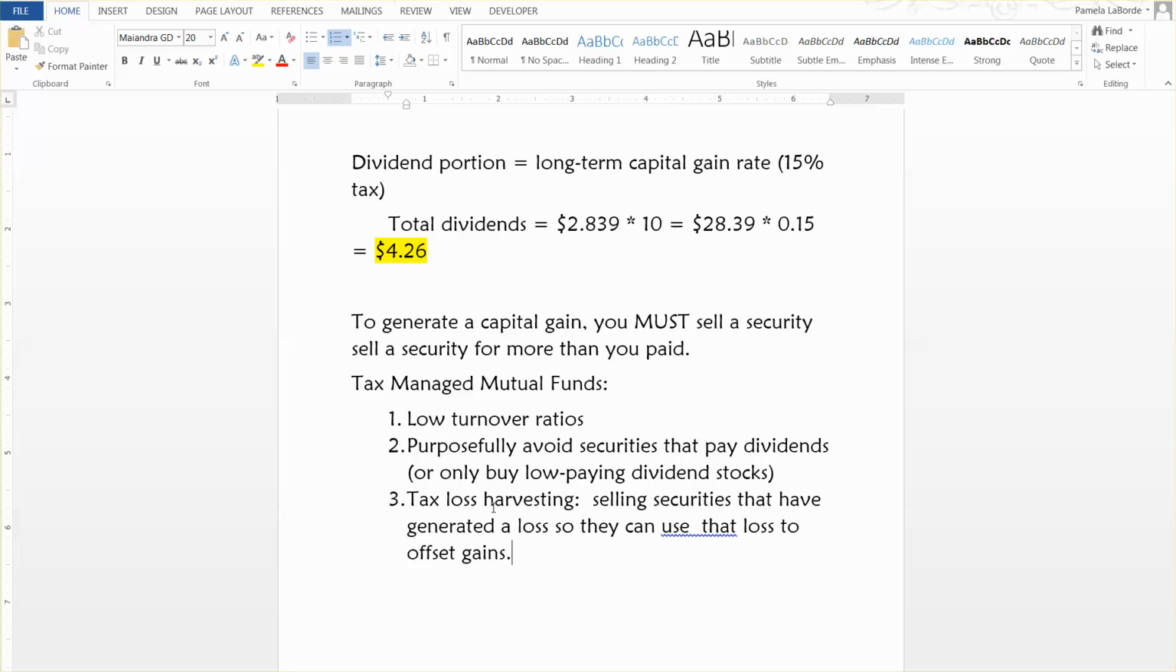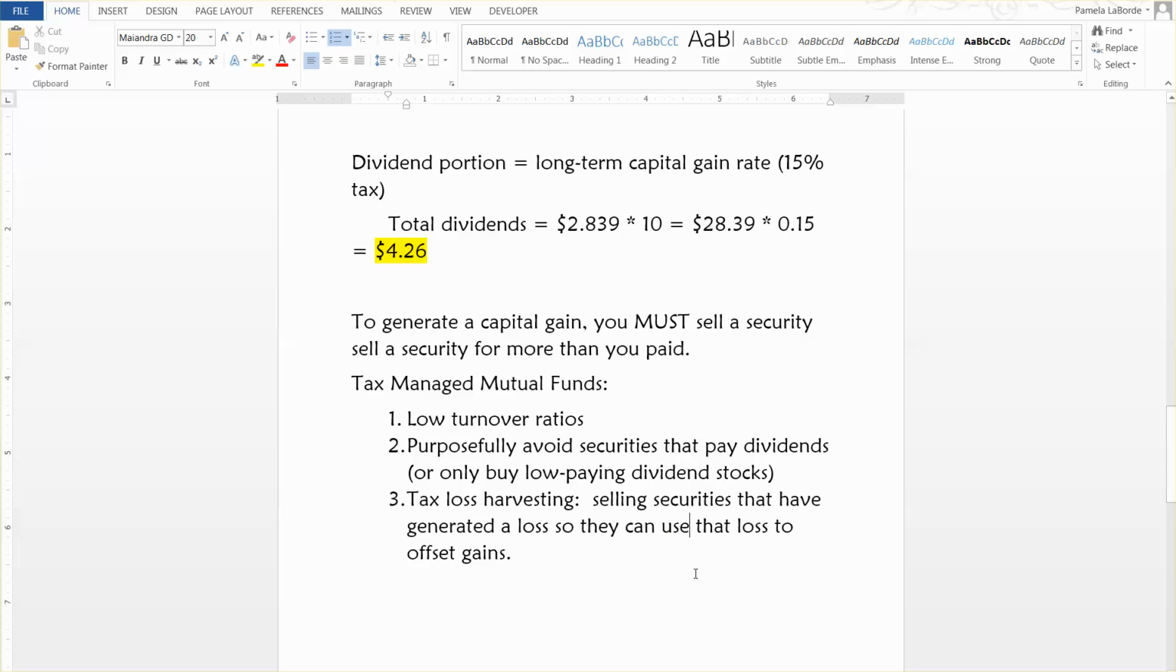Or I could sell my shares of Ford that would generate a realized loss, and I can use that loss to offset some or all of the gain that I have on Apple. And if I do that, it will reduce my taxes. That's the idea behind tax loss harvesting.